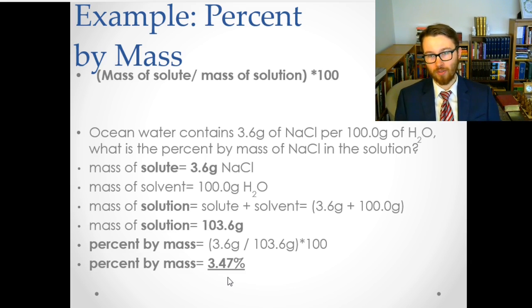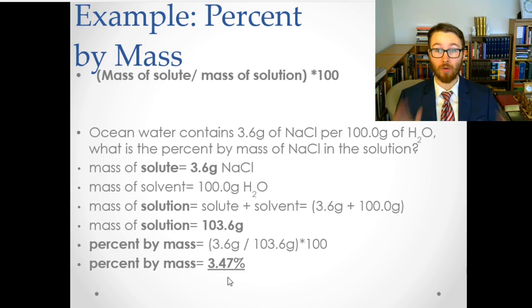Remember to give your answers with 2 decimal places. We'll talk about significant figures at the end of the year, but just for now, as usual, your answer should have 2 decimals. So 3.47%. So ocean water is 3.47% by mass sodium chloride.